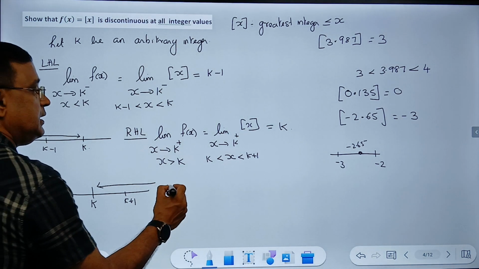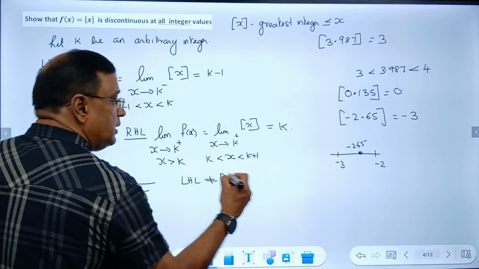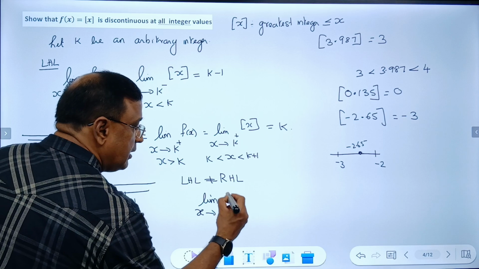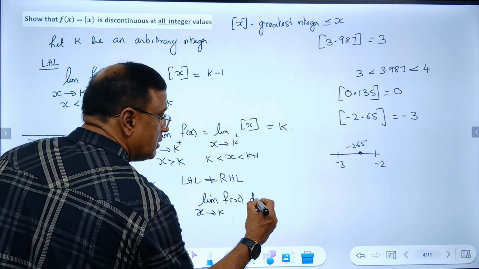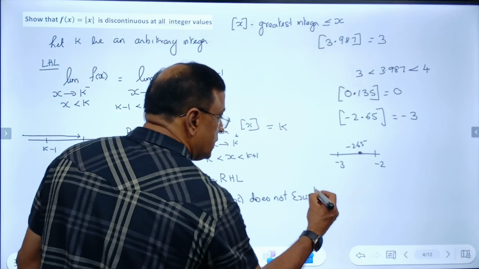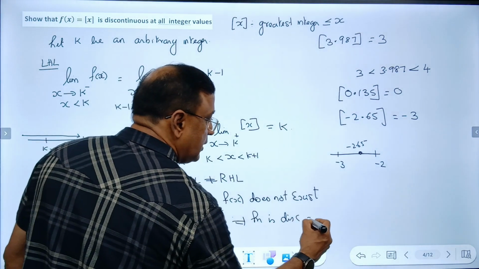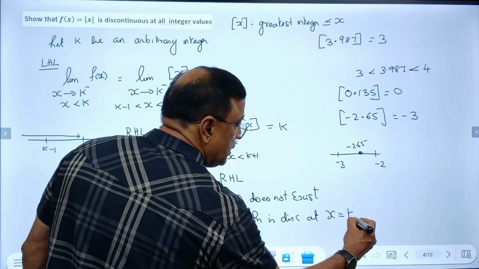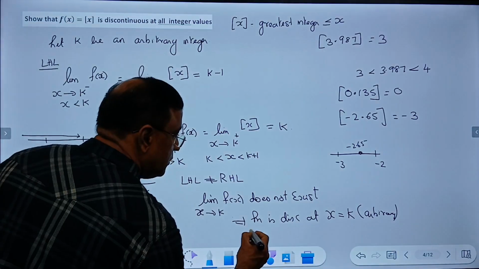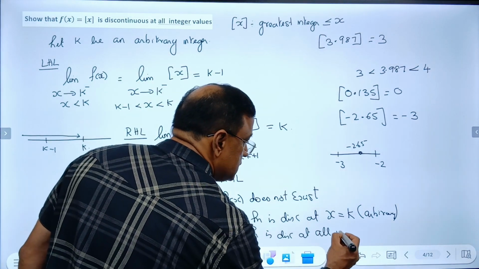Now clearly you can see the left hand limit is not equal to the right hand limit. If the left hand limit is not equal to the right hand limit, what do you say? Limit x approaches K of f of x does not exist. If the limit does not exist, you can straight away say the function is discontinuous at x is K. But K is what? K is arbitrary. Therefore, the function is discontinuous at all integer values.